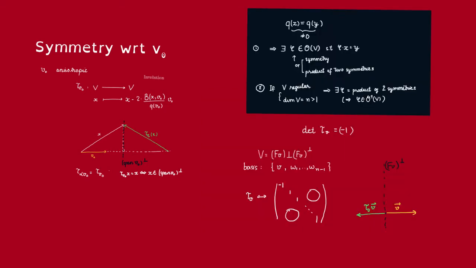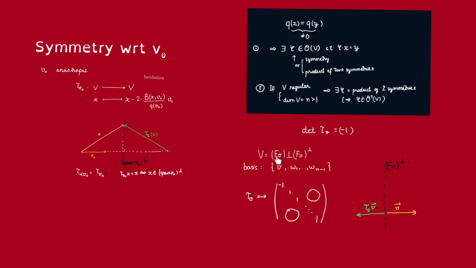To that end, it suffices to show that the determinant of each of these symmetries is -1. Then the determinant of a product of two such symmetries is 1, and by definition of the rotation group O+, the product of any two such symmetries must lie in this group. So why is this determinant -1? We'll compute it by finding a matrix for this map. We'll choose a basis first.